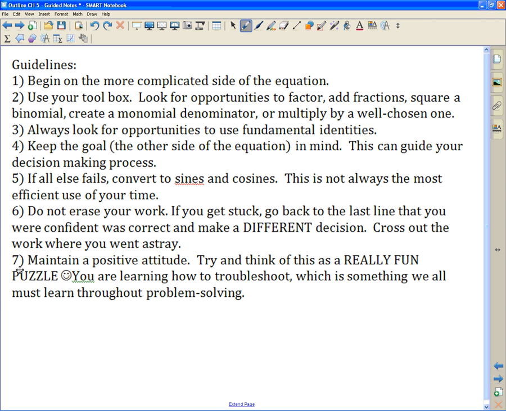This is actually one of my favorite rules. If you get stuck, go back to the last line that you were confident was correct and make a different decision. Cross out the work where you went astray. You guys, you're going to learn a little bit of humility here because I guarantee you, you will not always make the right decision. Finally, maintain a positive attitude. Try and think of this as a really fun puzzle. You're learning how to troubleshoot, which is something that we all must learn throughout problem solving, and it will help you in other classes and in future years. So let's get started.